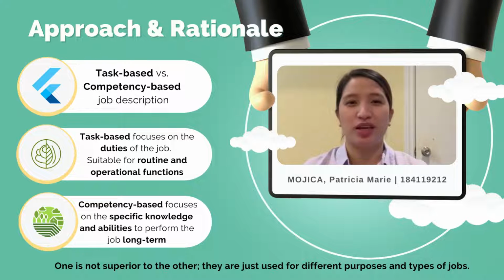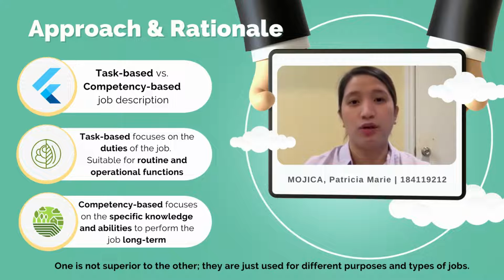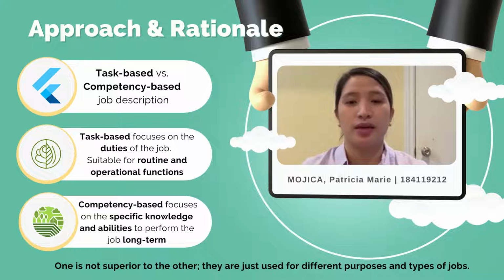For the approaches and rationale, if we were writing a job description for a nursing leadership job, we should consider the task-based job description versus the competency-based job description approaches. Task-based analysis focuses on duties of the job, which is suitable for routine functions, unlike competency-based analysis, which focuses on the specific knowledge and abilities of an employee that they must perform for a long term. An example of task-based would be writing performance evaluations for employees, preparing reports, and assisting clients with nursing care questions. Specific tasks are listed and it is clear.